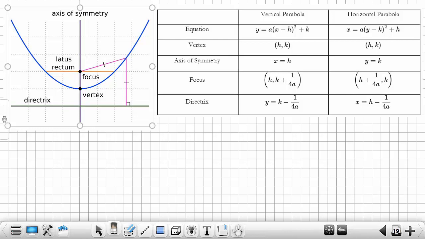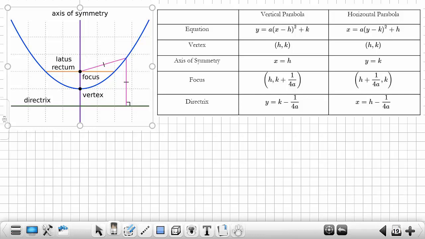The axis of symmetry has to equal the x value of the vertex because the vertex has to be on the axis of symmetry, right? So if it's got to go through there, well then it's x equals whatever that x value is. We swap these, and y equals k is the axis of symmetry for the other one. Then we get to the funkiness.